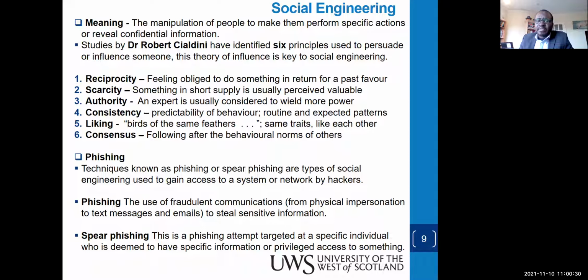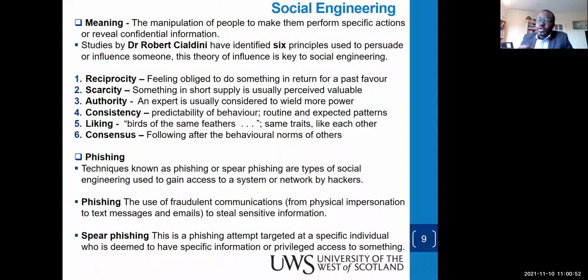Then we have scarcity. Something is in short supply, so it's valuable. Hey, you don't have this, I have it. I can give it to you, so I influence you to come for it. Maybe any resource I have and you don't have, and you need it terribly, you need it to survive. I use it to manipulate you.